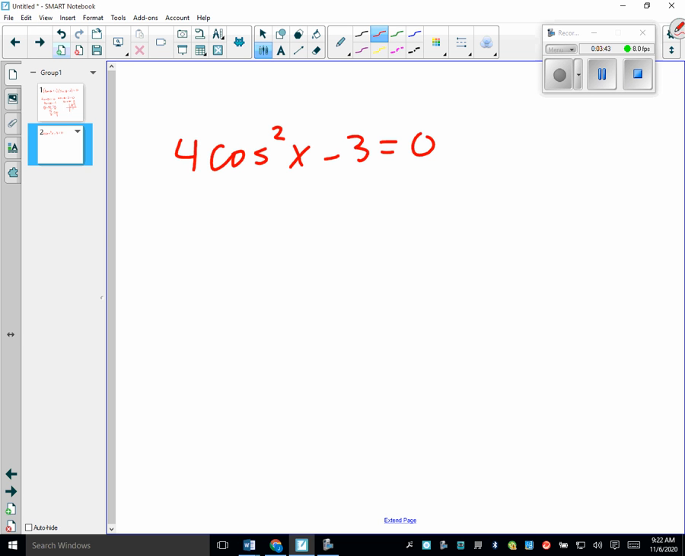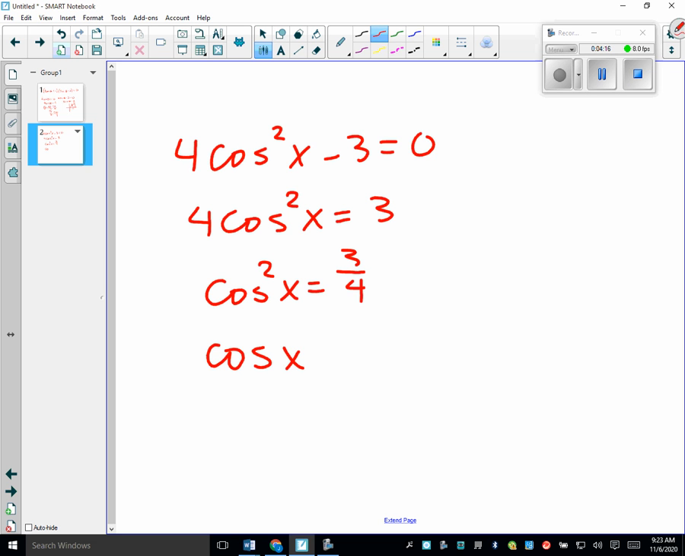What I want to do is solve for the trig function. Isn't that what I did on the last one? So how would I do that? So 4 cosine squared x equals 3. What does cosine squared x equal? 3 over 4. Then what? Square root. You agree? So what is cosine of x? Square root of 3, square rooted. So it's radical 3 over 2.